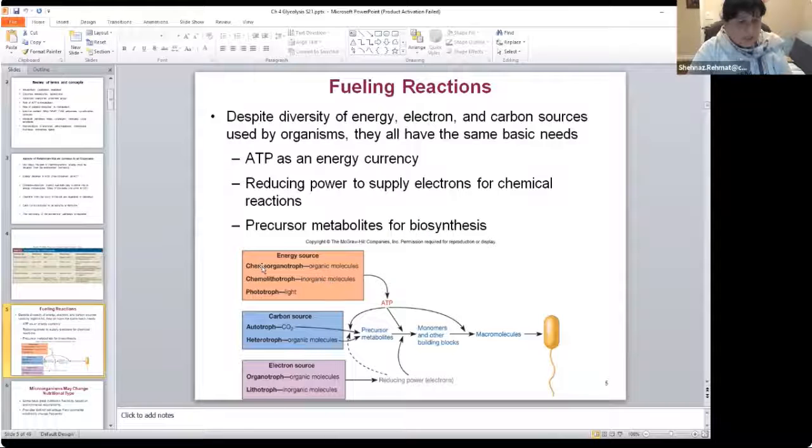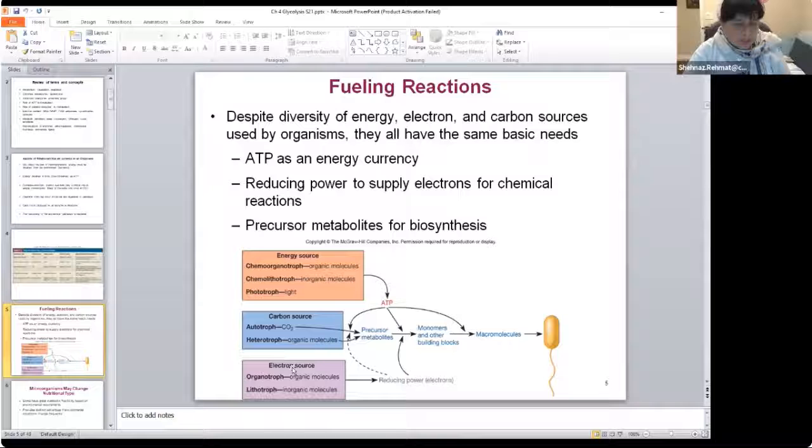Your energy sources will supply the ATP. So in your organotrophs, your organic molecules will provide the ATP. In the chemolithotrophs, inorganic molecules will supply the ATP. In the phototrophs, light will provide the ATP.